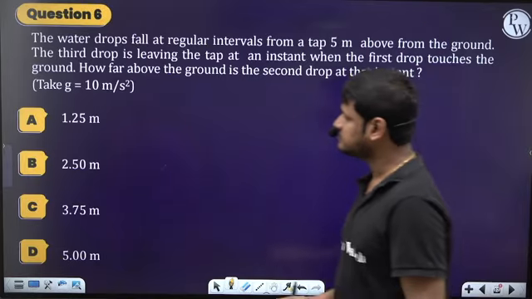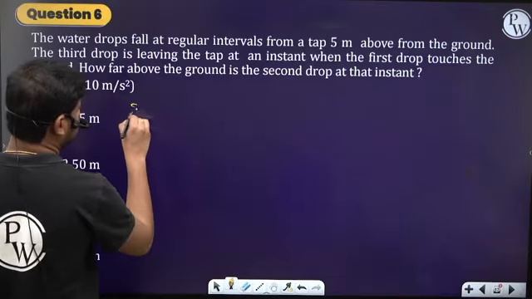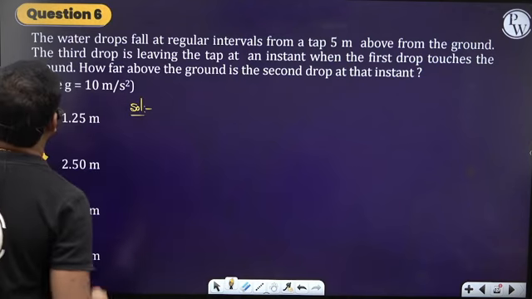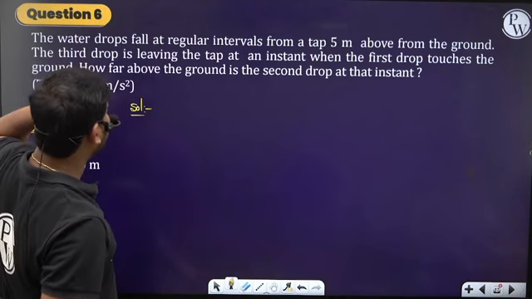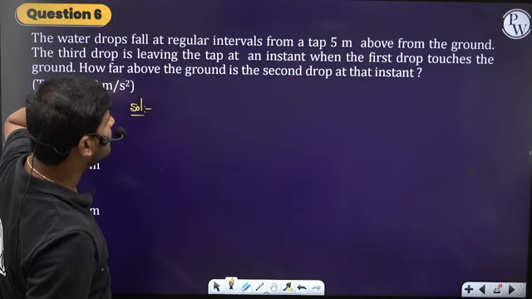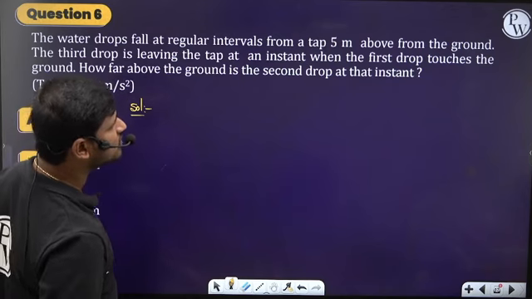Next let's take one more interesting question here. What does the question say? The water drops fall at regular intervals from a tap 5 meters above the ground.